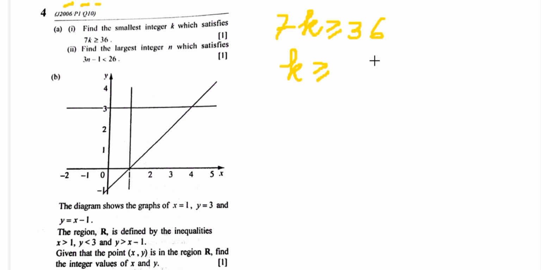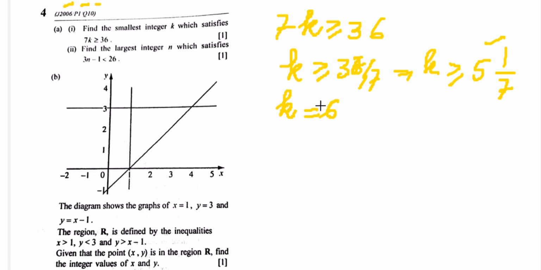36 by 7. When you divide 36 over 7, we have k is greater than or equal to 5 whole number 1 by 7. So the smallest integer which is greater than this, because this number is greater than 5, is 6.